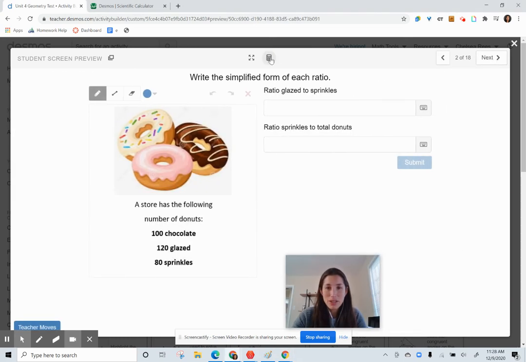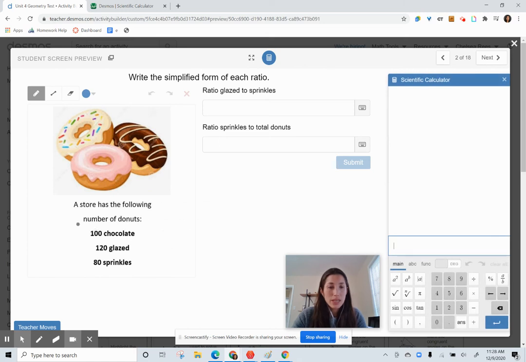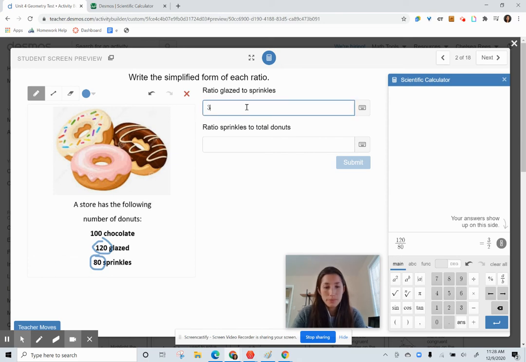Right, in our next question, we are looking at a story situation, and we are putting these in ratio format and putting them in simplest ratio format. We are looking for the ratio of glazed to sprinkles for the donuts. We've got 120 glazed and we've got 80 sprinkles, so we want to simplify that first. Glazed to sprinkles would be 120 divided by 80. We want to put that in simplest fraction form, which would be 3/2.